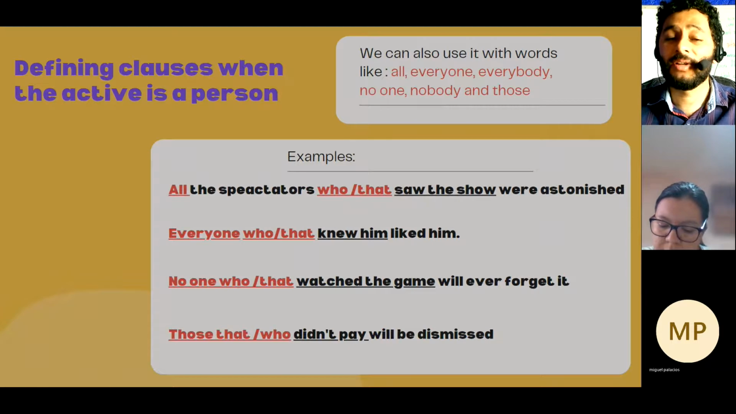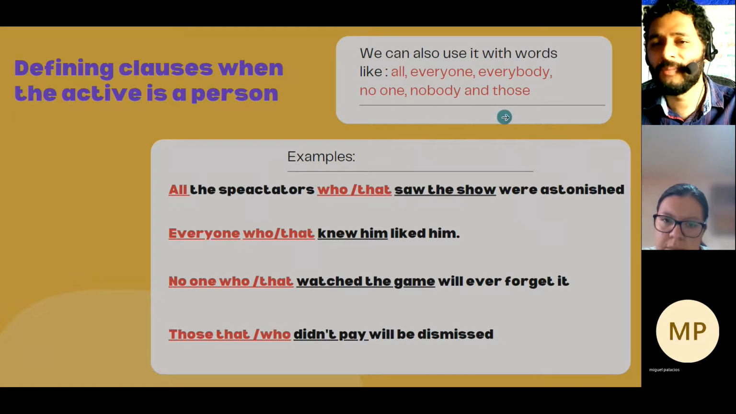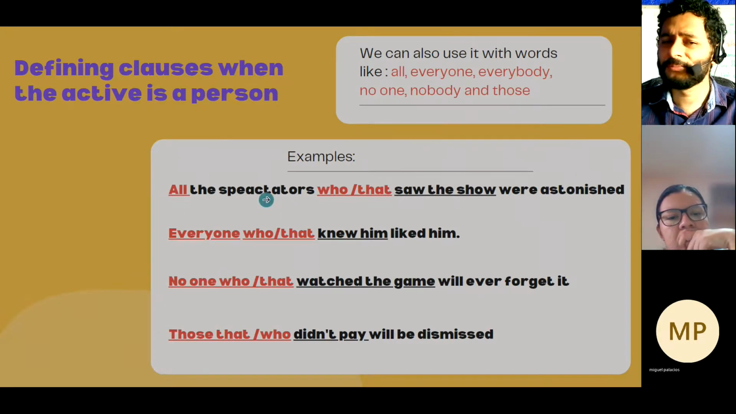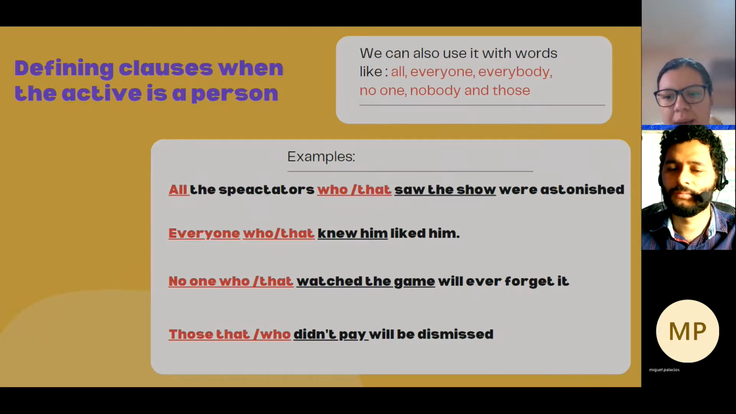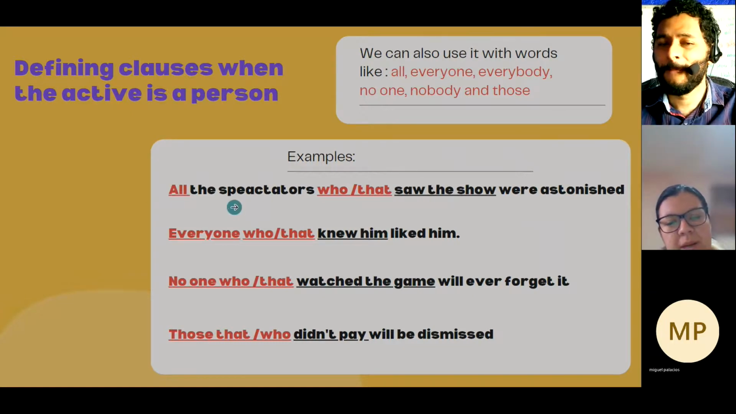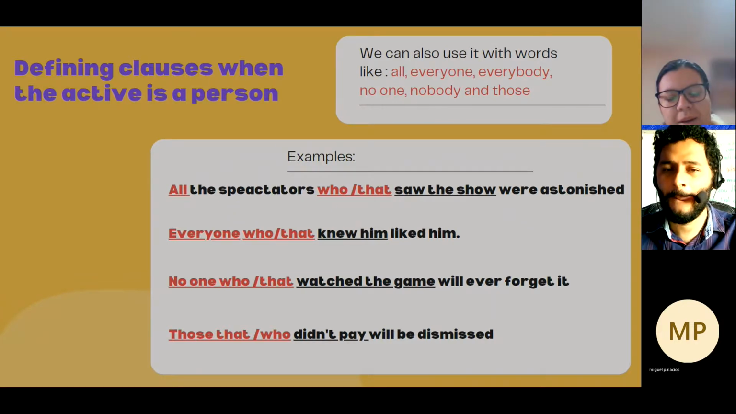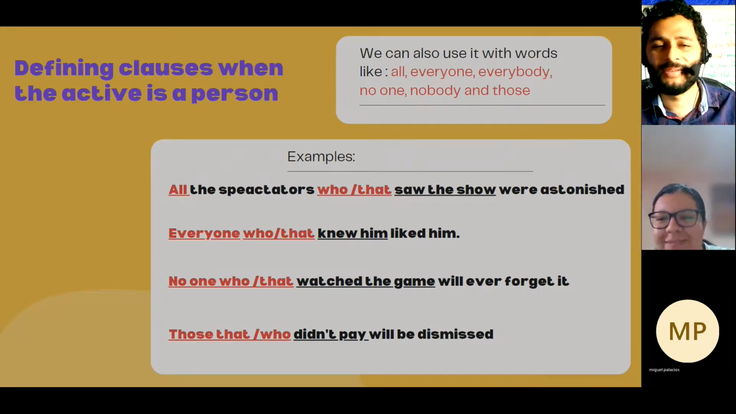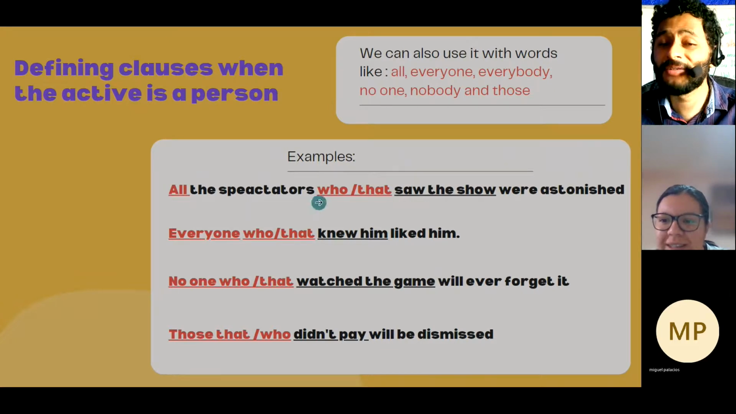You can also use relative clauses with words like all or everyone or everybody or no one or nobody or those. So it's the same case. So how would you read the first one? All the spectators who saw the show were astonished. All right. So what do you understand in Spanish? Todos los espectadores que vieron el show, o bueno, el espectáculo, se quedaron anonadados. Ándale, así como asombrados. Asombrados. Were astonished.